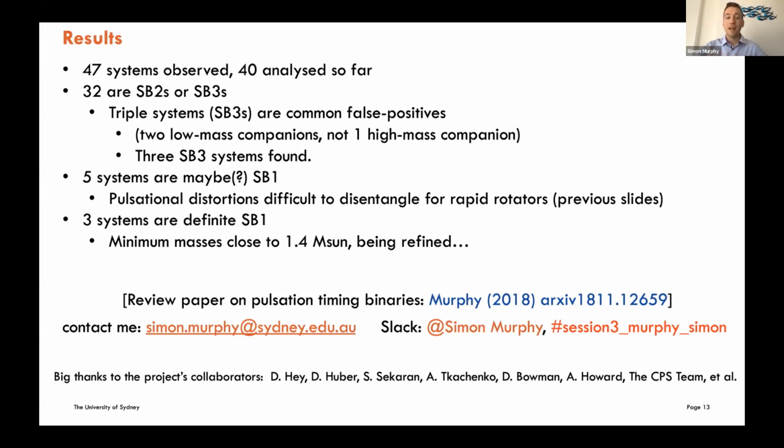5 systems are maybe SB1s, but the pulsational distortions are difficult to disentangle for those rapid rotators. And then we have 3 systems that are definite SB1s, and we find that their minimum masses are close to 1.4 solar masses, and we're still refining them.